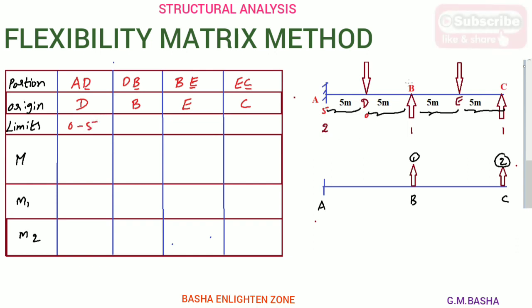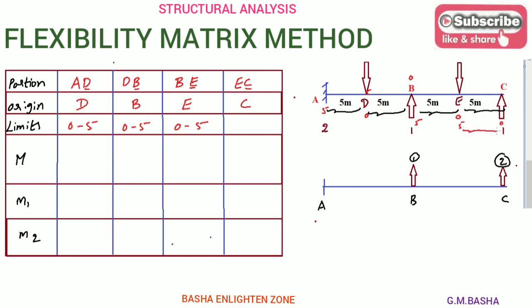Similarly here, in the DB position, 0 is your limit and span length will be 5. Here 0 to 5. Therefore taking 0 to 5. In the same way at E it will be 0, span length will be 5 meters. Therefore 0 to 5. In the same way, in the EC span, C is the origin point and span length EC will be 5 meters. So 0 to 5 is your limit. I am taking this one 0 to 5.